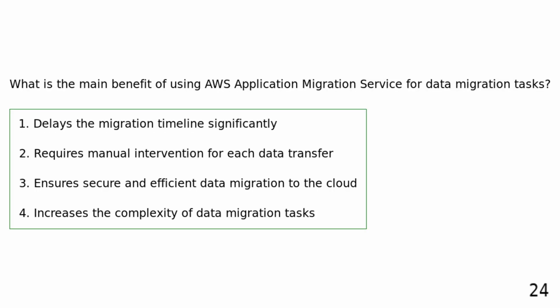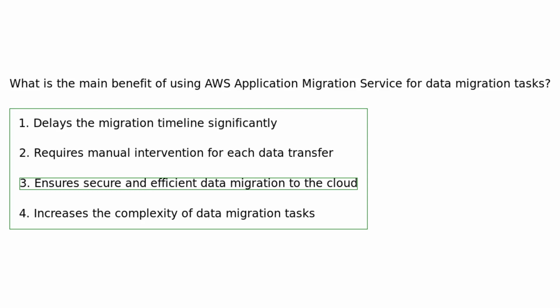What is the main benefit of using AWS Application Migration Service for data migration tasks? Delays the migration timeline significantly. Requires manual intervention for each data transfer. Ensures secure and efficient data migration to the cloud. Increases the complexity of data migration tasks.